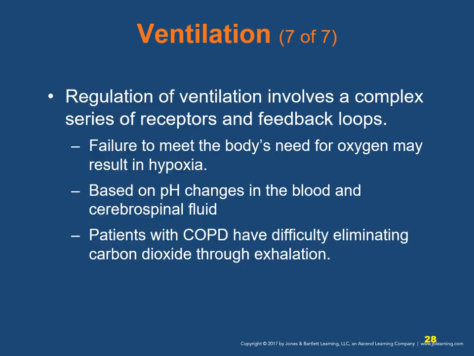The regulation of ventilation involves a complex series of receptors and feedback loops that sense gas concentrations in the body fluids and send messages to the respiratory center in the brain to adjust the rate and depth of ventilation. The body's need for oxygen is constantly changing. Failure to meet this need may result in hypoxia, which is an extremely dangerous condition. This is when the tissues and cells do not get enough oxygen, and if not corrected, patients may die quickly. For most people, the drive to breathe is based on pH changes in the blood and cerebrospinal fluid.